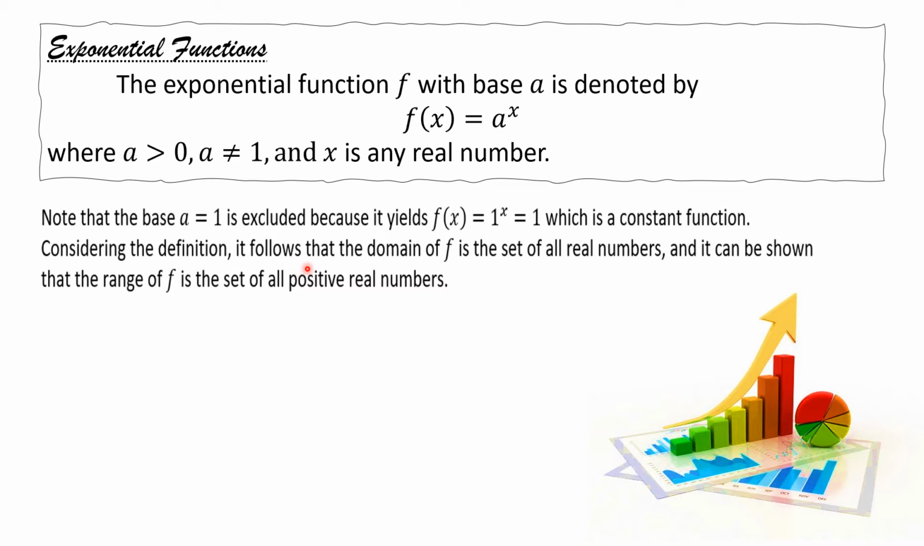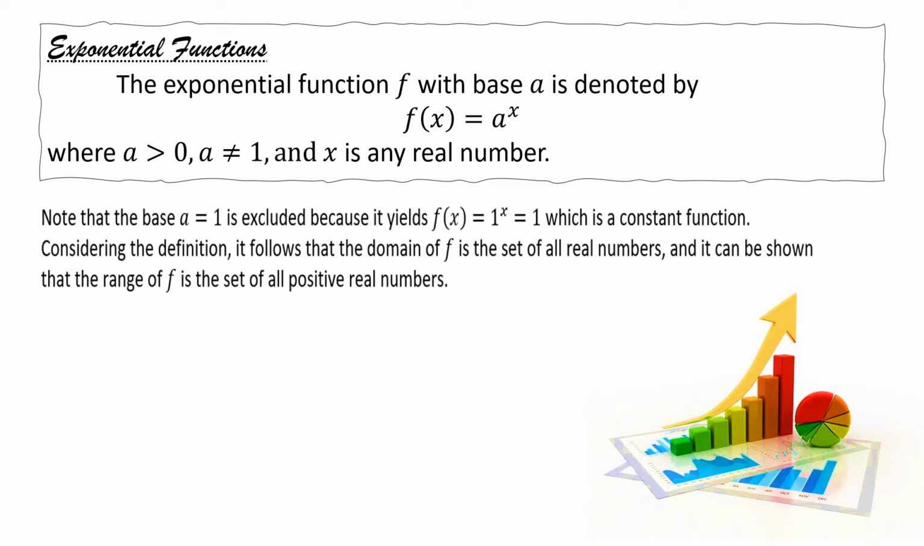Considering the definition, it follows that the domain of f is the set of real numbers, and it can be shown that the range of f is the set of all positive real numbers. So, take note that the domain of our exponential function is the set of real numbers, and its range is the set of all positive real numbers.